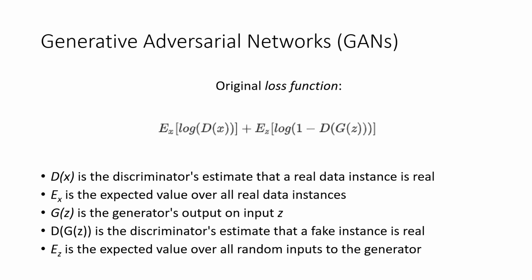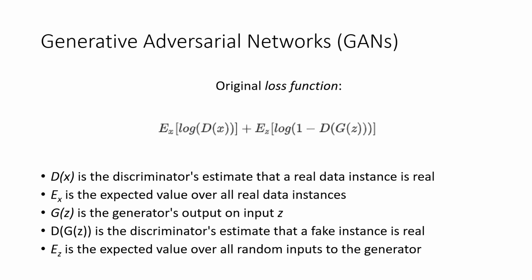D(G(z)) is the prediction of the discriminator saying that a fake instance is real. So 1 minus that says that the fake instance is fake. By maximizing that, it tries to maximize both saying that the real data is real and the fake data is fake. Now, by minimizing in the generator, it uses the same loss function, but it really minimizes the second part because it cannot change the first part.